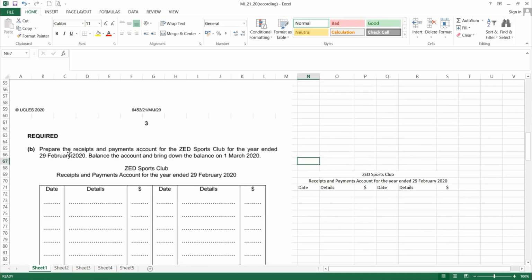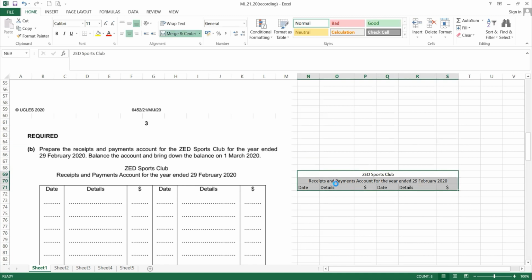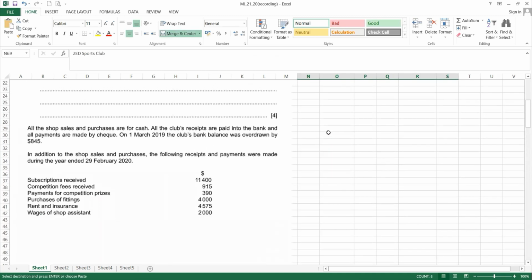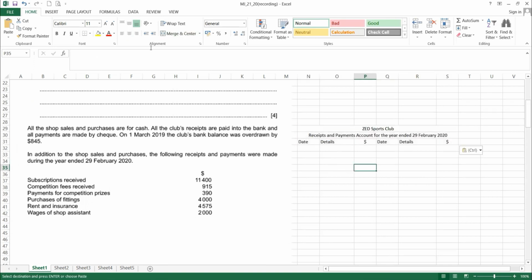Okay, prepare the receipt and payment account for Z Sport Club for the year ended 29 February 2020. Balance the account and bring down the balance on 1st March. So I just copy this one up to here so that it's easier to do the account. The first sentence says that on 1st March it was overdrawn. So this is the one that we need to fill in first. Overdrawn means it's a liability, so a liability is on the credit side.